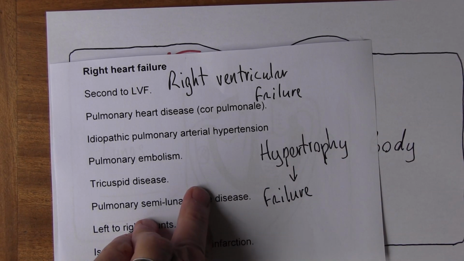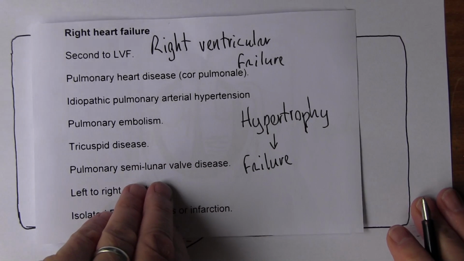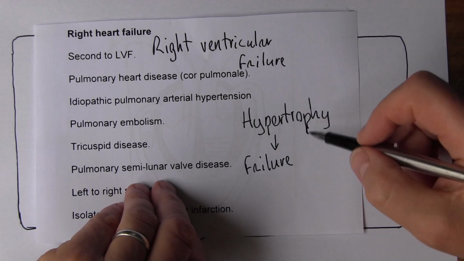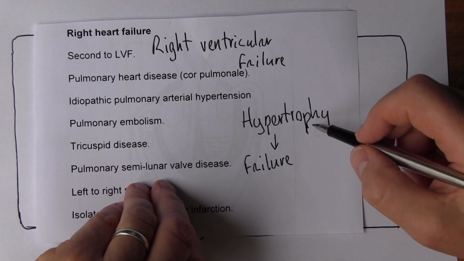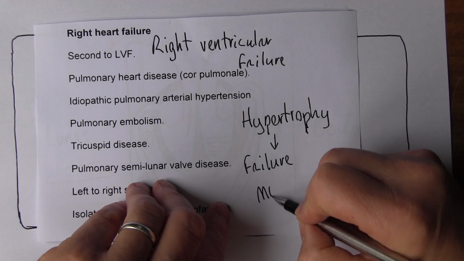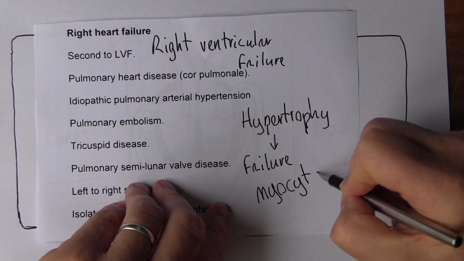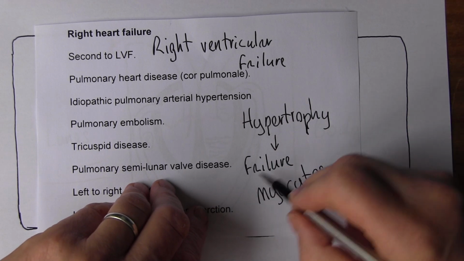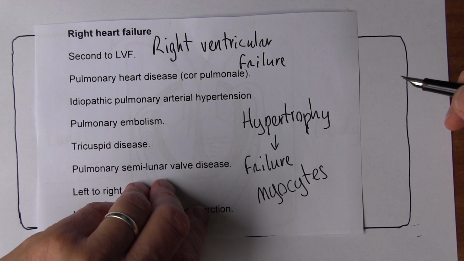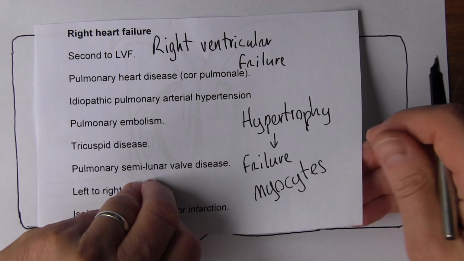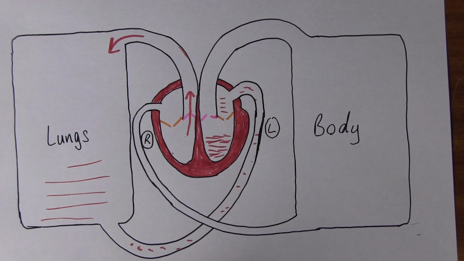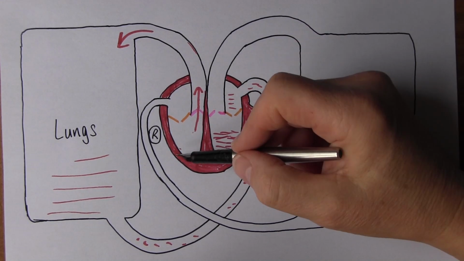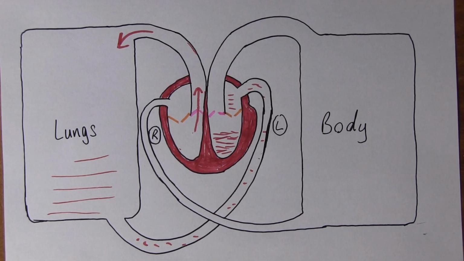The heart will get bigger initially and compensate. But what actually happens is the high workload causes damage to the individual myocytes, the heart cells. The cells that make up the myocardium, and they accumulate fibrous tissue which is non-contractile. So over time the contractility of the right ventricle will be reduced and it won't be working properly.